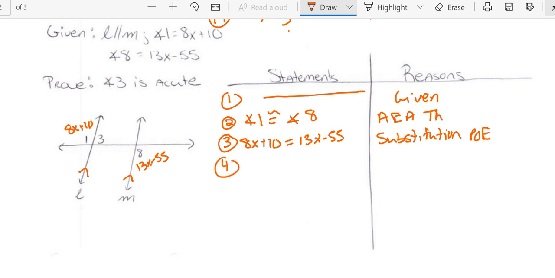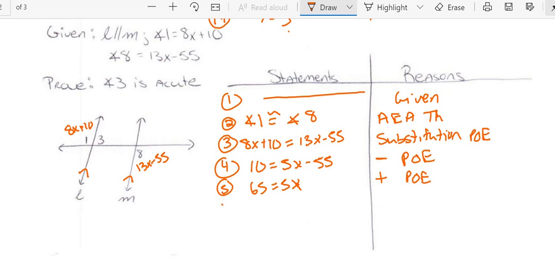Step 4, 10. Subtraction property of equality. Subtracting 8x in that step. Step 5, 65 equals 5x. Addition property of equality. Excuse me, divide, we'll get x equals 13.